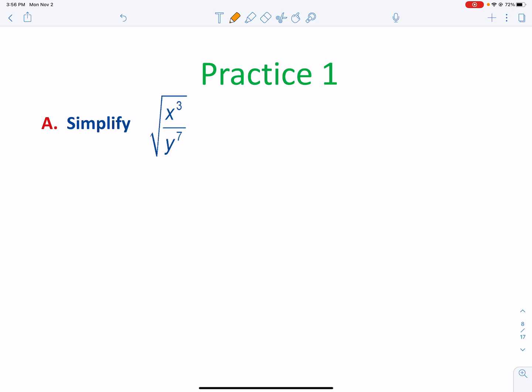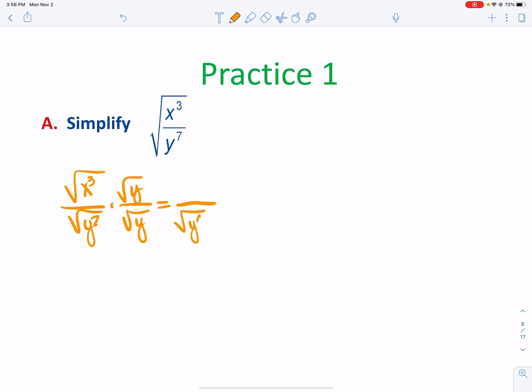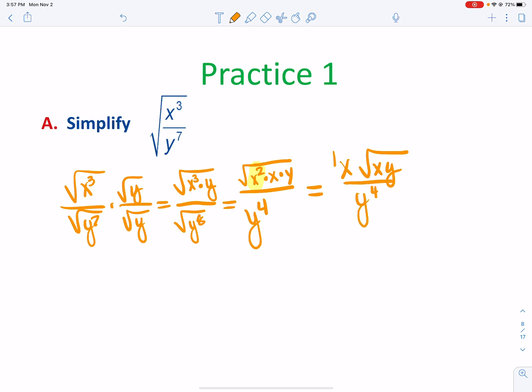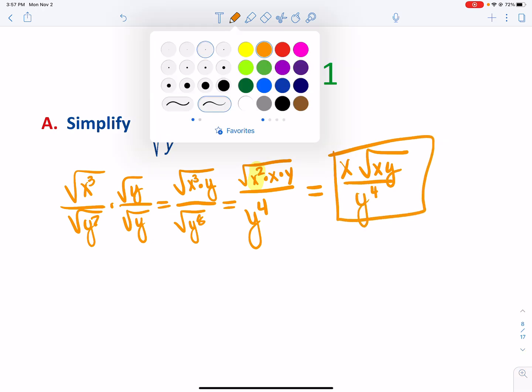So if I do pause and then I'm going over it. So if I do it my way, this would be x cubed over the square root of y to the 7th. So I would times by the square root of y, because that would give me the square root of y to the 8th, which is a perfect square, which would give me y to the 4th. So that means on the top, I would have x cubed times y. Well, x cubed can be rewritten as x squared times x times y. So the square root of x squared would end up being x, square root of xy over y to the 4th. So I'm done. That's if you do it the Miss Williams way.